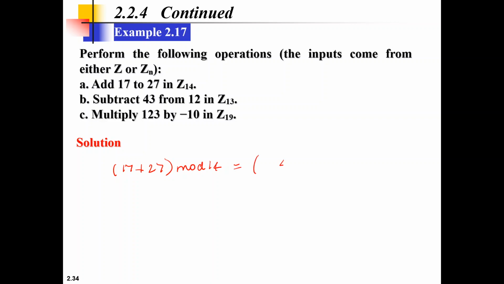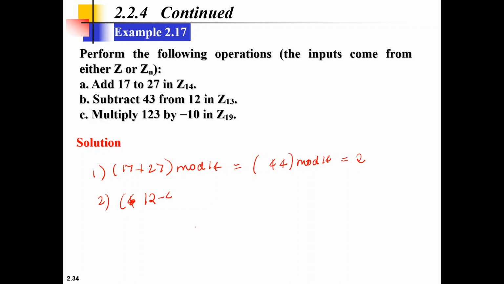Okay, so this is nothing but 774, this is 44, and I have mod 14. So when I divide it by 14, 14 threes are 42, so the remainder is 2. So this way you have to subtract 43 from 12.